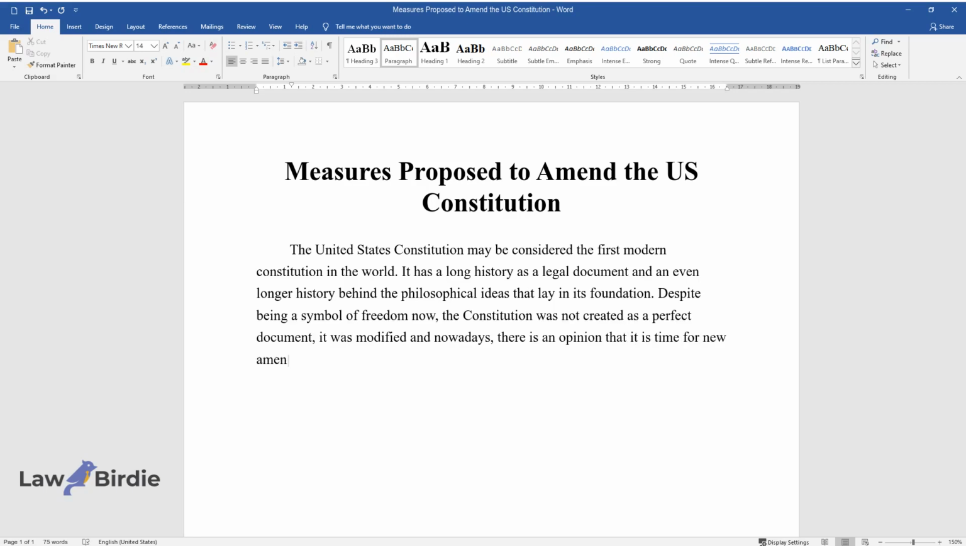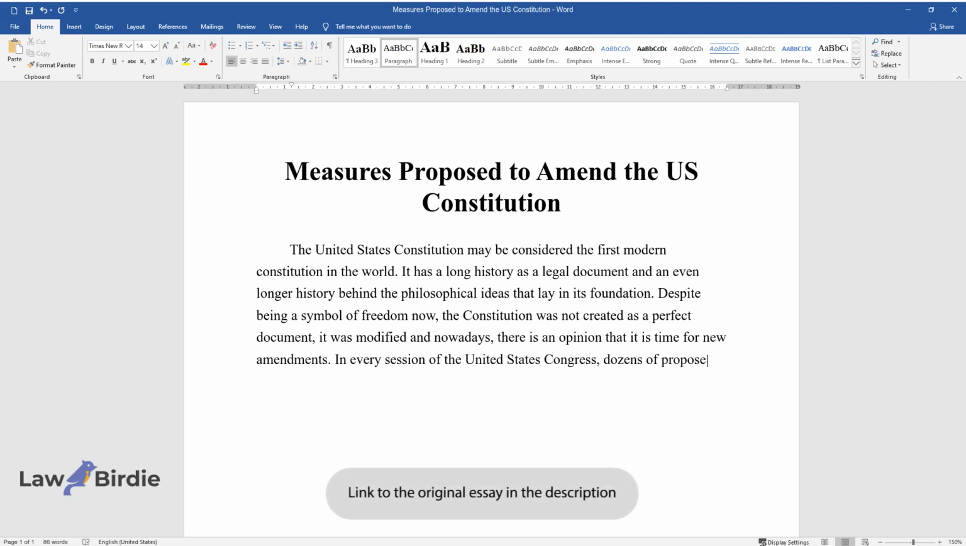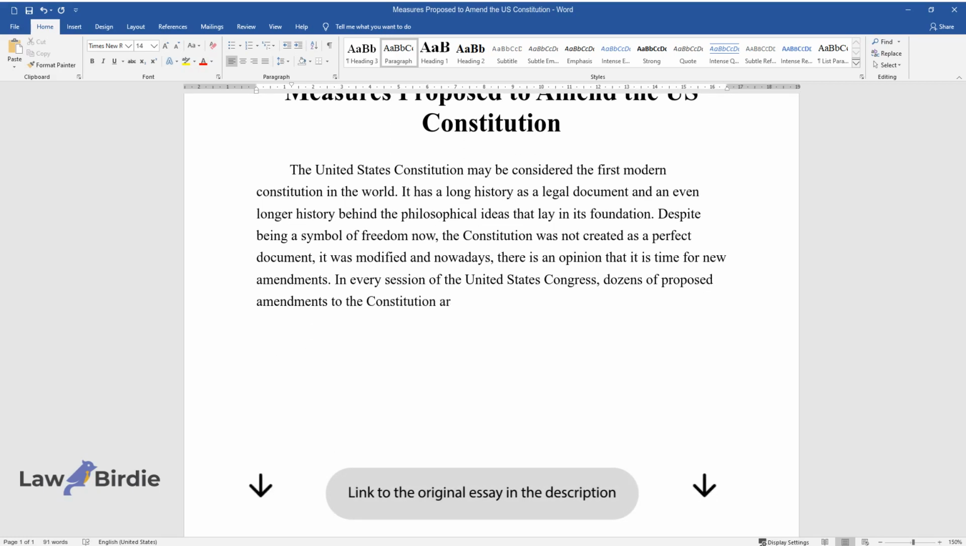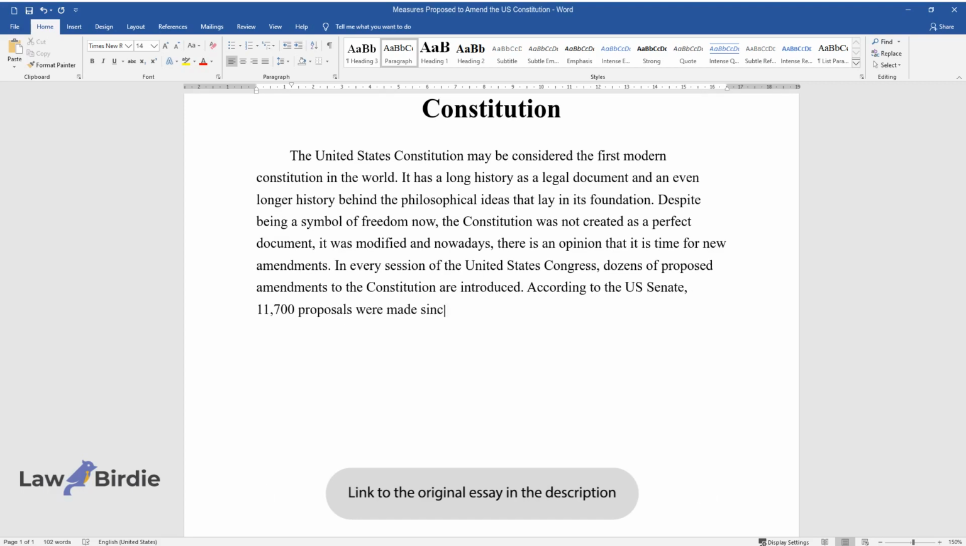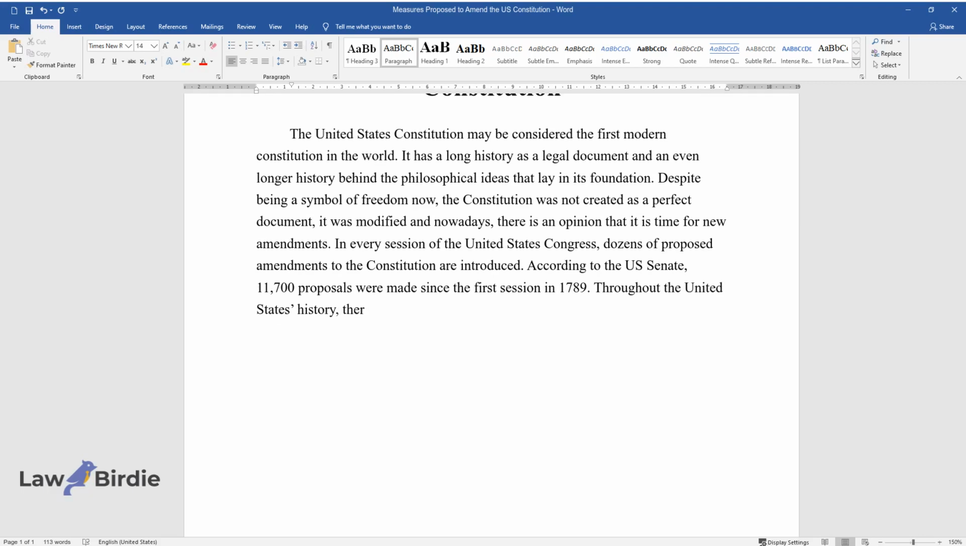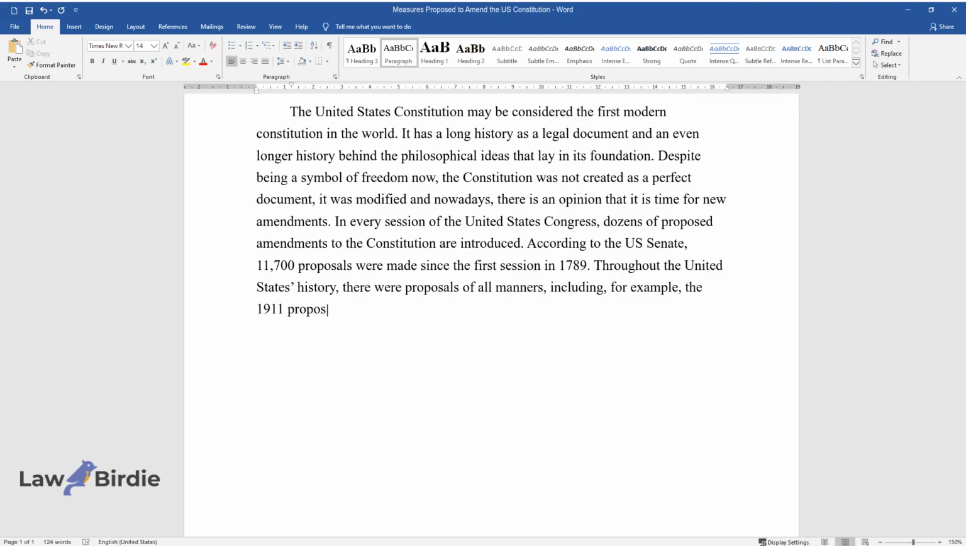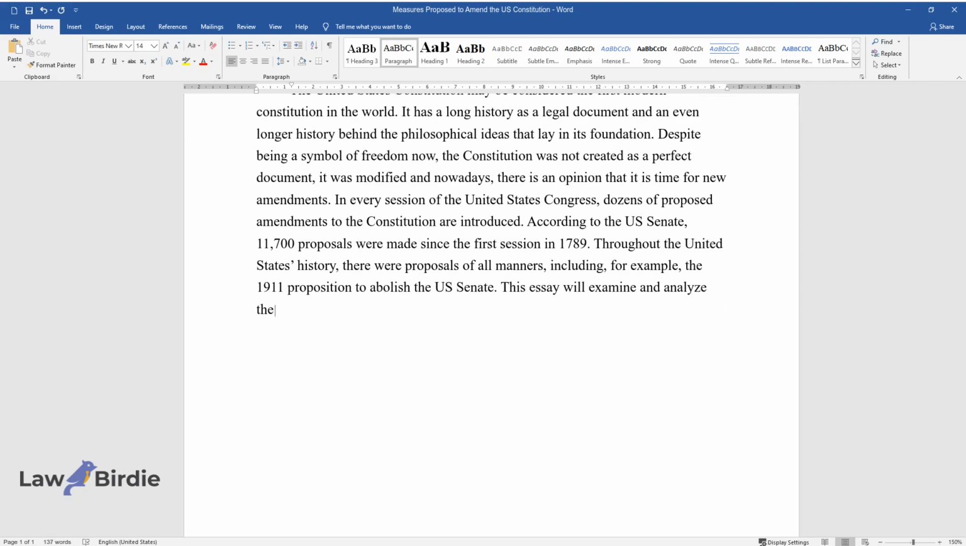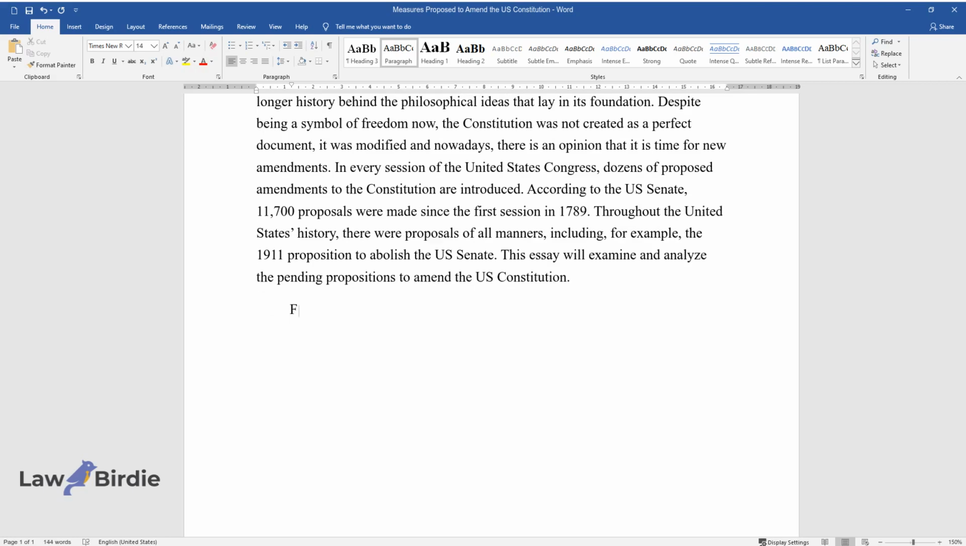In every session of the United States Congress, dozens of proposed amendments to the Constitution are introduced. According to the U.S. Senate, 11,700 proposals were made since the first session in 1789. Throughout the United States history, there were proposals of all manners, including, for example, the 1911 proposition to abolish the U.S. Senate. This essay will examine and analyze the pending propositions to amend the U.S. Constitution.